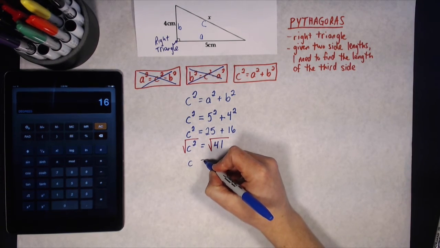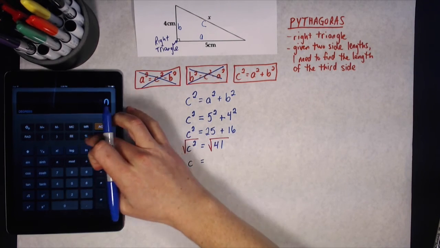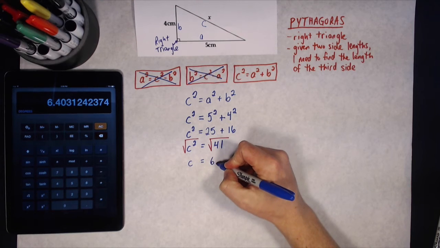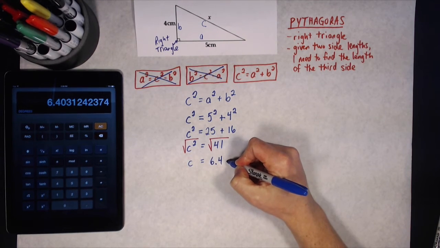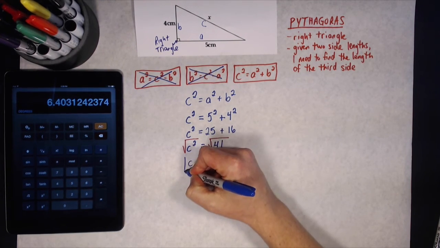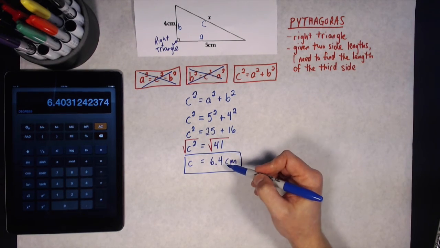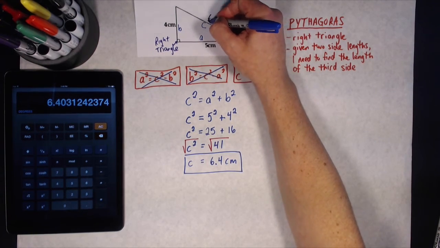So c is equal to square root of 41, which is 6.4. And that was in centimeters. So the side length c of my triangle is 6.4 centimeters.